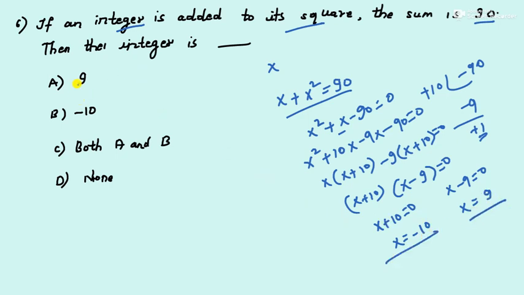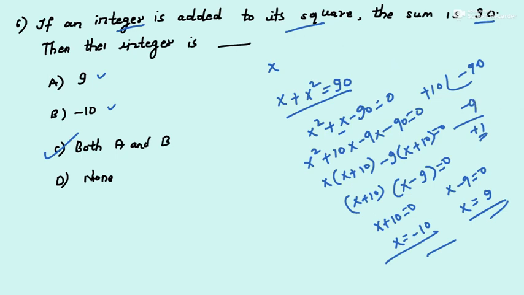Now in the options they have given both minus 10 and 9, but in option C, if you see, they have given both A and B. Yes, our answer is both A and B. So option number C is the right one. Okay, now moving to the next question.